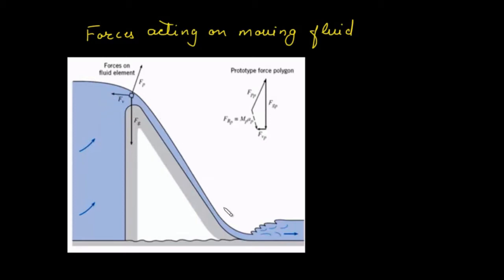Now if we consider an element of fluid, then some forces are acting on this element, like this particular force which you can see is a viscous force which is acting in the opposite direction of the flow. Again, there is a pressure force which is acting normal to the surface of this fluid element, and then there is a gravity force which is acting vertically downward. So these are some forces which are acting on this element.